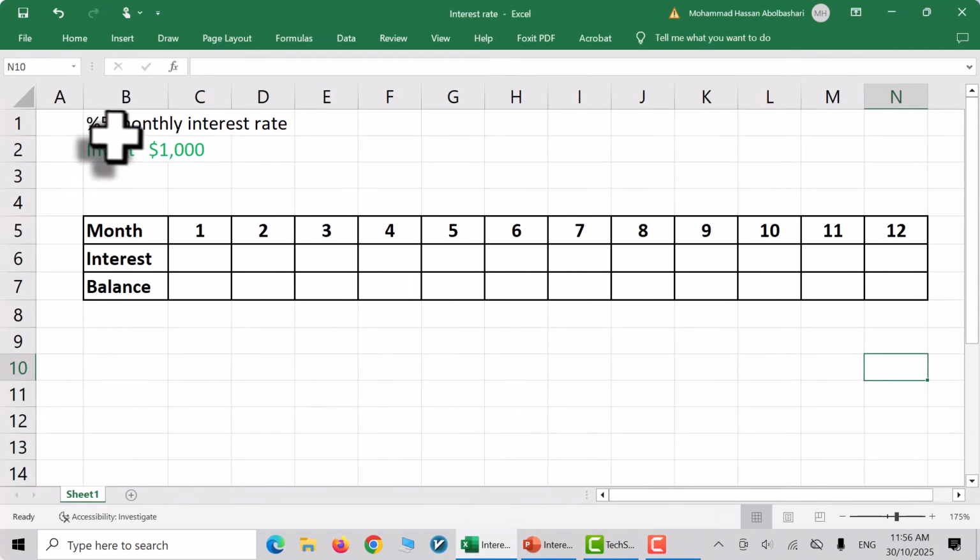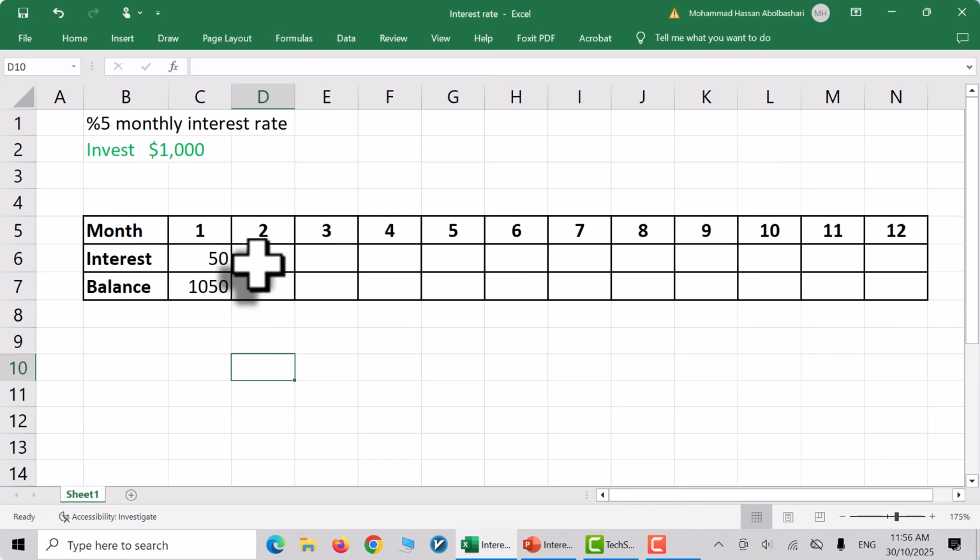So I've got a 5% monthly interest rate, or say a 60% annual interest rate, but with interest paid on a monthly basis, and my initial investment value is $1,000. So at the end of the first month, my interest is going to be 5% of that $1,000, which is going to be $50, and my balance is going to be 1,050. Now, based on what I've explained, we can generate the rest of the values here with a very simple formula.